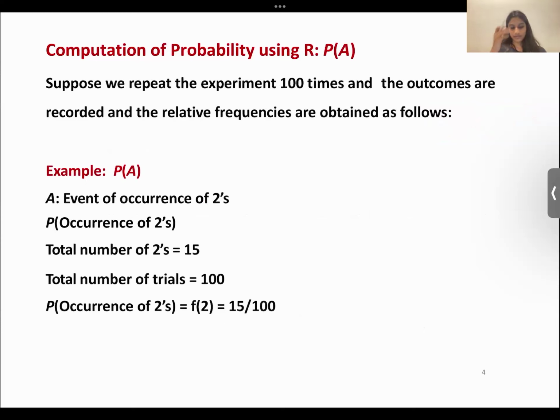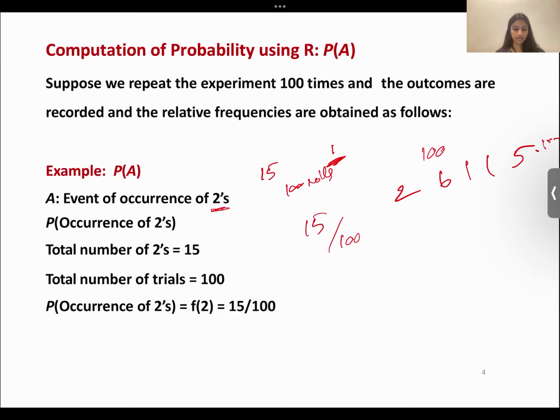Here, when you repeat the experiment 100 times, you want to count the number of ones that you get. For example, you roll the dice 100 times. The first time you get number 2, next time you get 6, next time 1, next time 1, next time 5, and so on for 100 times. Let's say in this case you want to calculate the number of twos, and you get 15 twos out of the 100 rolls. Here the probability of occurrence of a 2 would be the relative frequency, which is 15/100. So this can be used as a way to calculate the probability with R.